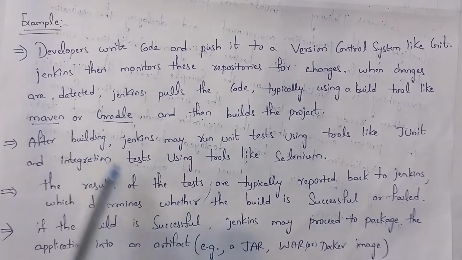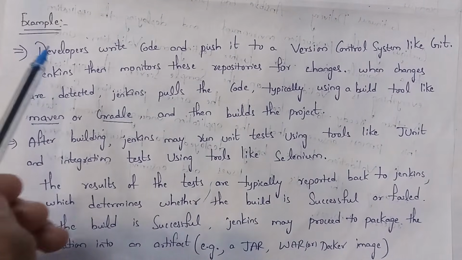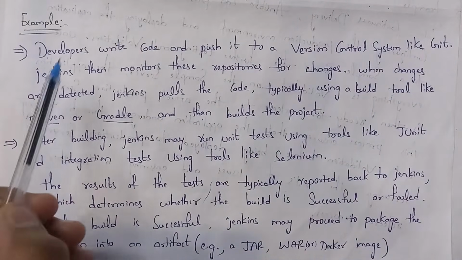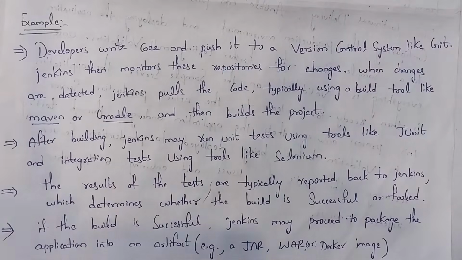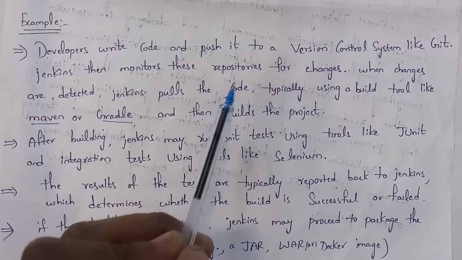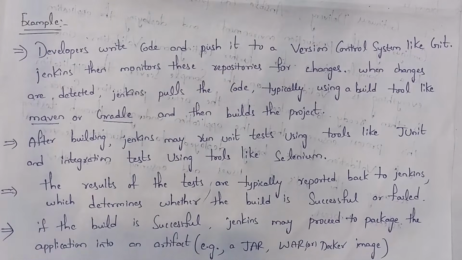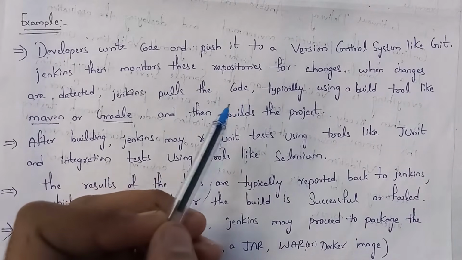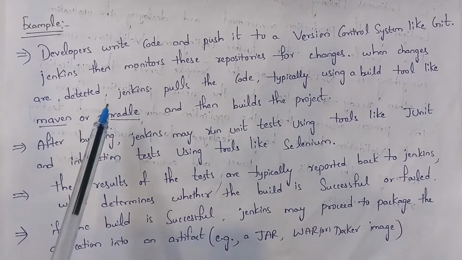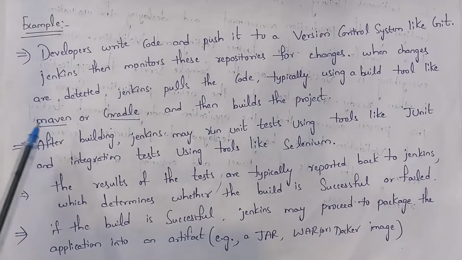Guys, this is an example of how the continuous integration process will work. The developer writes code and pushes it into a version control system like Git. Jenkins then monitors these repositories for changes. Guys, repositories are nothing but the place where our code is present. We call that place a repository. So Jenkins will identify whether any changes occur in our code. Whenever changes are detected, Jenkins will pull that code. Typically using build tools like Maven or Gradle, they will build the project. By using tools like Maven or Gradle, we can perform the build operation.